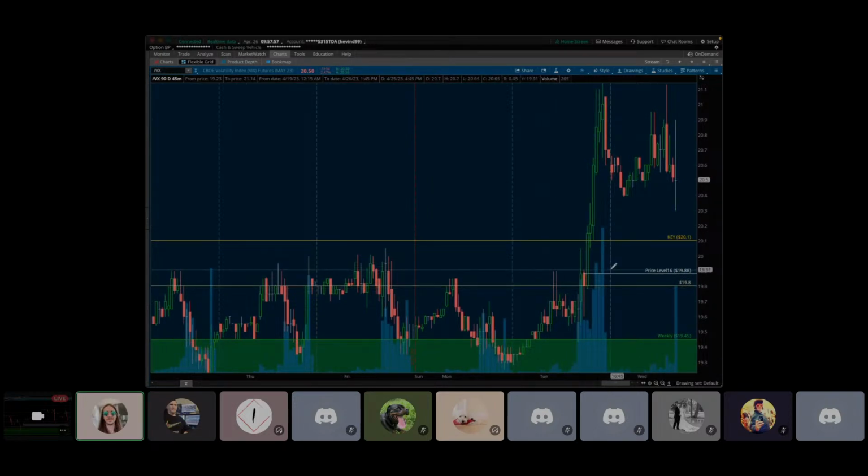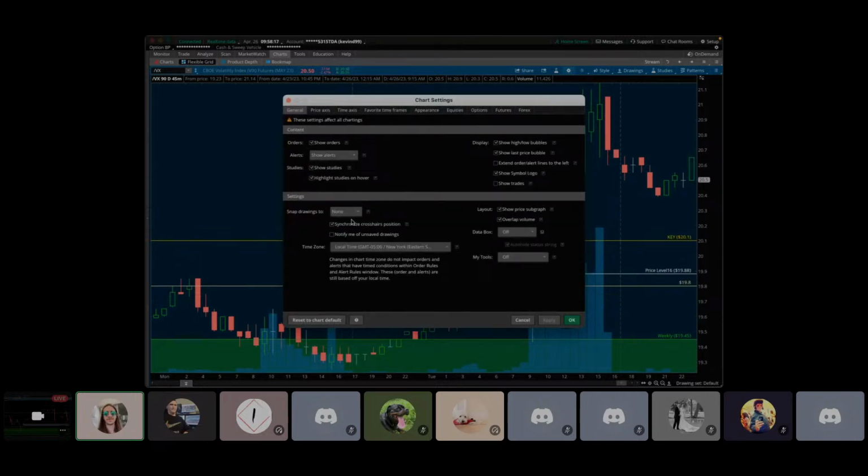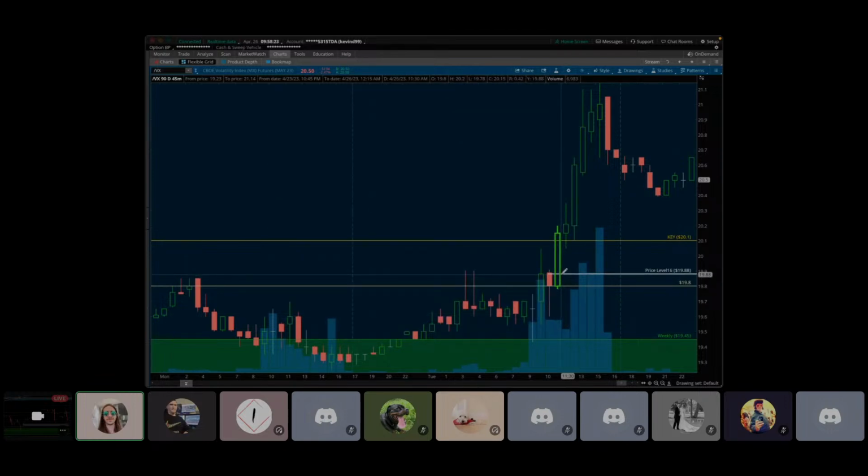Thinkorswim people, I got a little trick for you right here. I wanted to plot out this demand zone, this 45-minute demand on the VIX, and when I plotted it, it didn't stick exactly where I wanted it to. So what you can do on Thinkorswim is go to settings, and this right here, snap drawing, go to open, high, low, close, apply. Then when you want to plot a line or a level, it's going to stick to it. It's going to go exactly to the wick, exactly to the open, the high, the low, the close. So you don't have to go in and edit it each time. Nice.